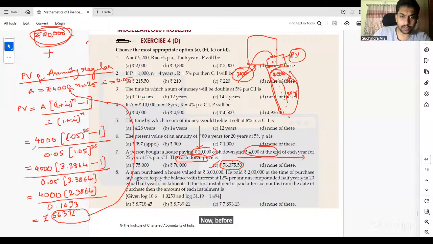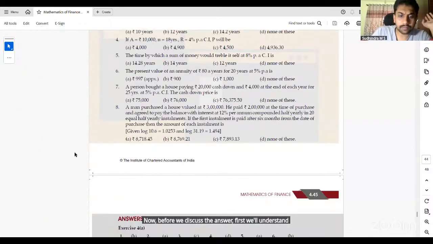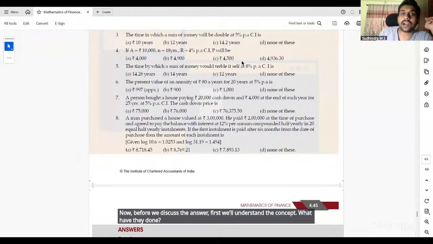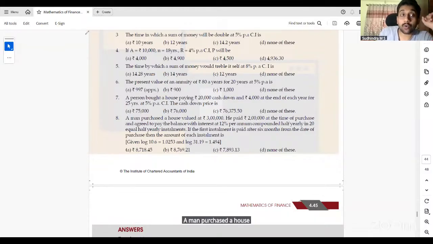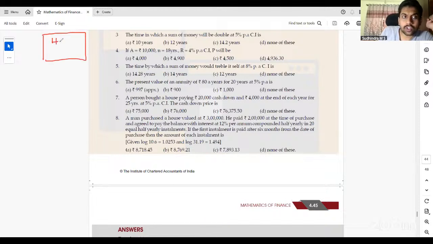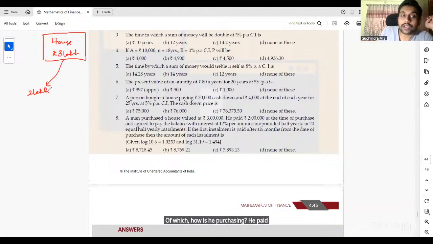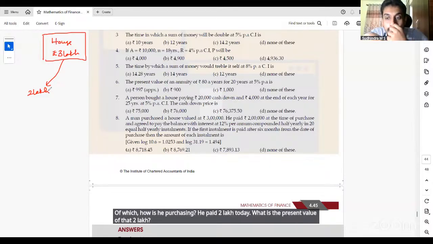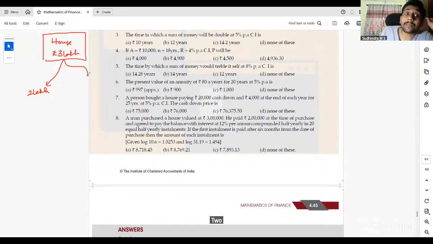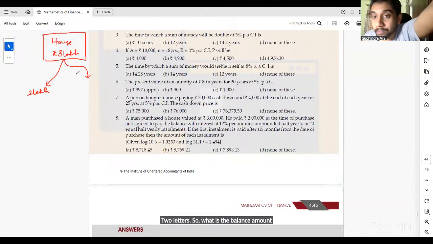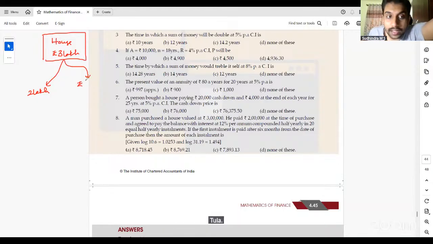Shall we discuss the answer for this? Now, before we discuss the answer, first we'll understand the concept. What have they done? A man purchased a house valued at 3 lakh. Now, when is this valued? Today or in future, Kushal? Today. Correct. That house, today's value is 3 lakh. Of which, how is he purchasing? He paid 2 lakh today. What is the present value of that 2 lakh? 2 lakh. So, what is the balance amount he should have paid today itself? 1 lakh.